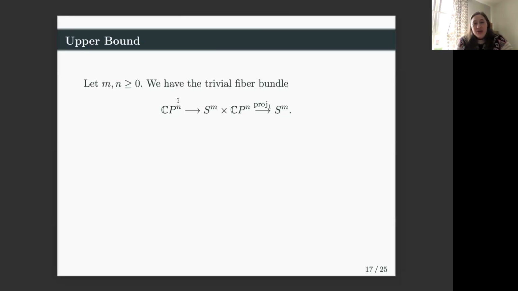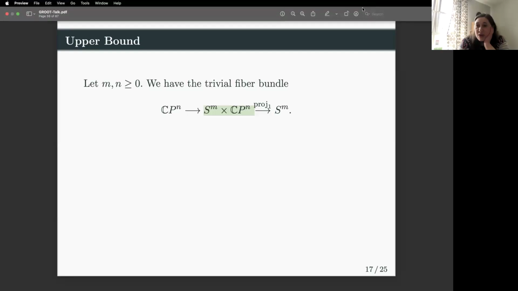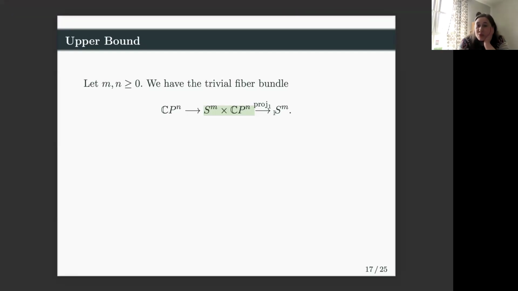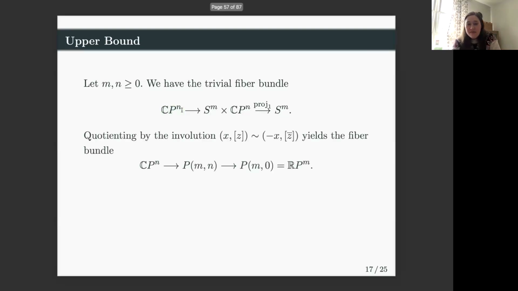So what I want to show you is that the wall manifold fits into a nice fiber bundle. And the way you build this fiber bundle, we first look at this trivial one. So we have the product of the sphere with complex projective space. You can just project onto the first factor. And the fiber of this is CPN. So this is a totally trivial fiber bundle.